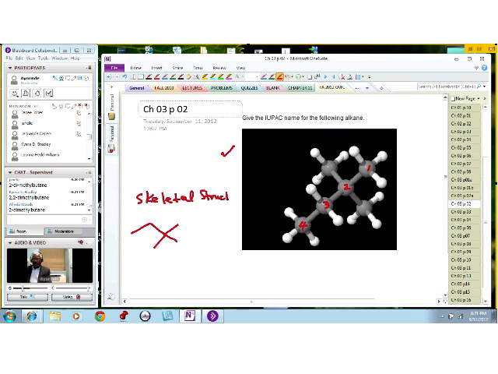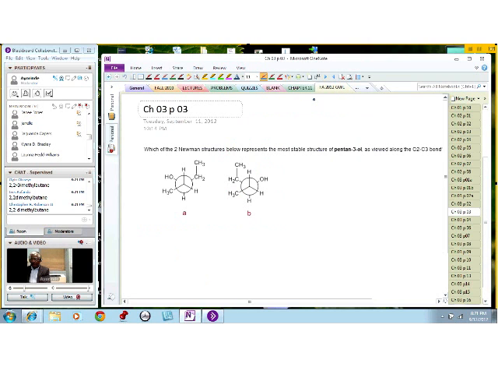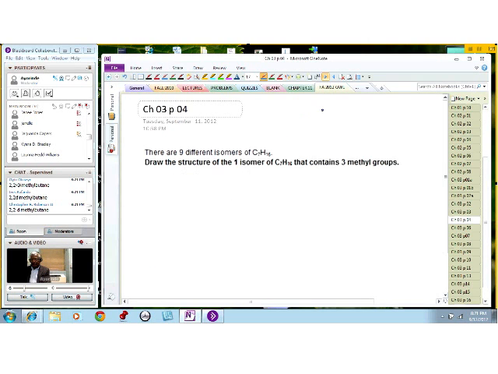Now, can anybody give us the IUPAC name for this? 2,2-dimethylbutane. Excellent. That is great. Okay, so you guys are rolling tonight. Everybody got that right. Okay, so let us go to the next one. This we will do in class tomorrow, so let us keep this for now. Okay, this is a very interesting one.